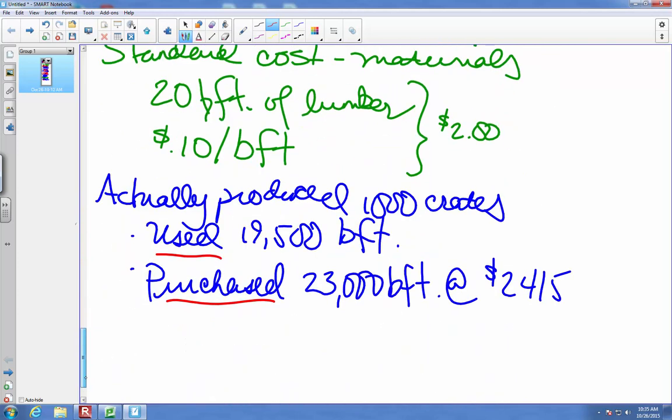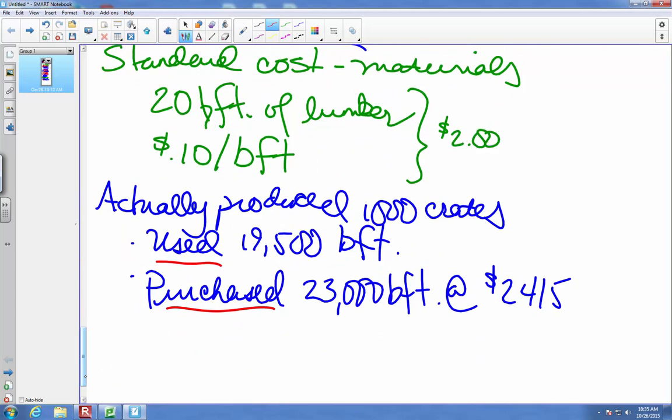So let's go back and tell me what you think the overall variance is, just like we did up here with the backpacks. What's my total materials variance? And first you've got to figure out how much I paid for each foot.